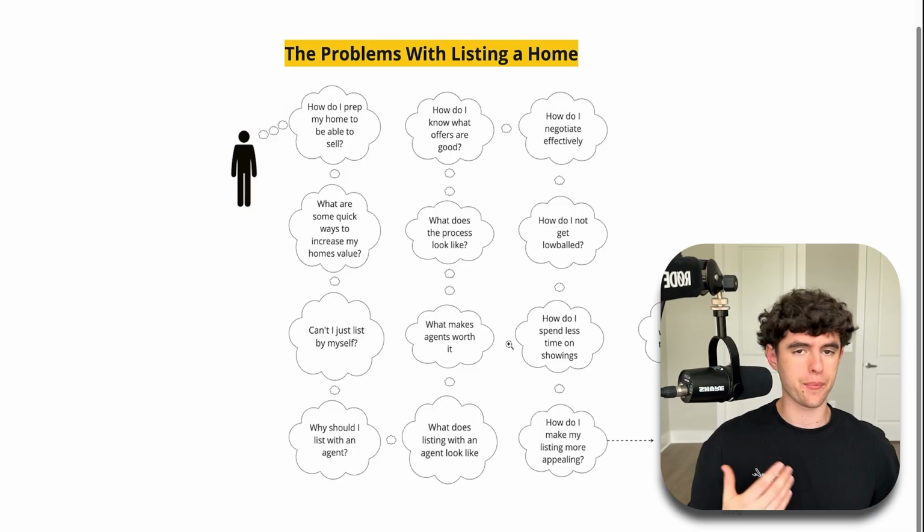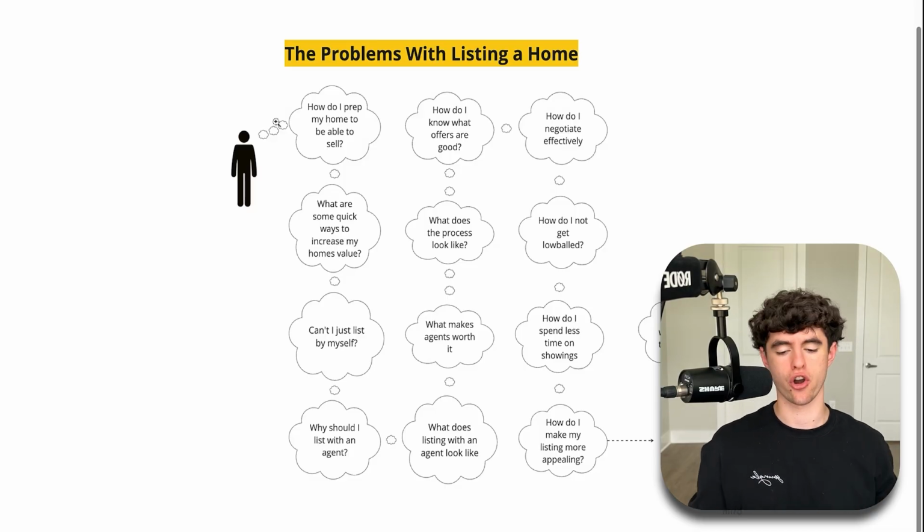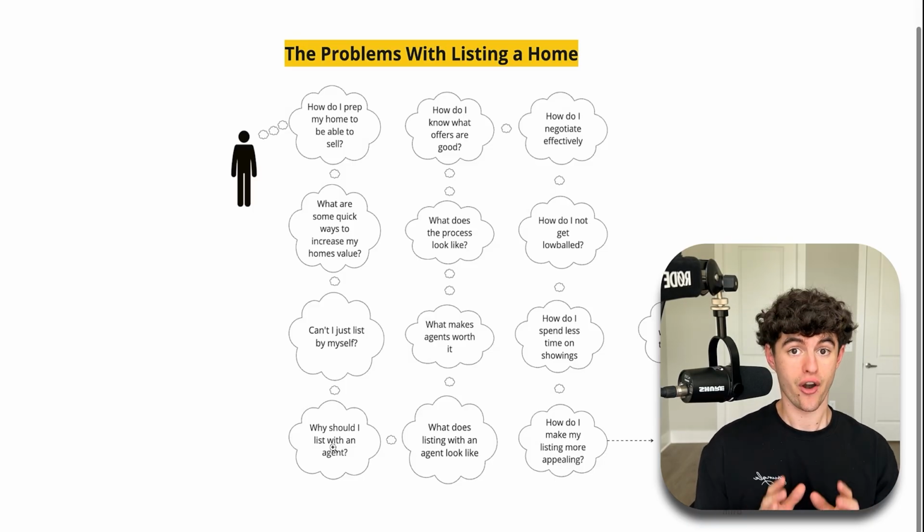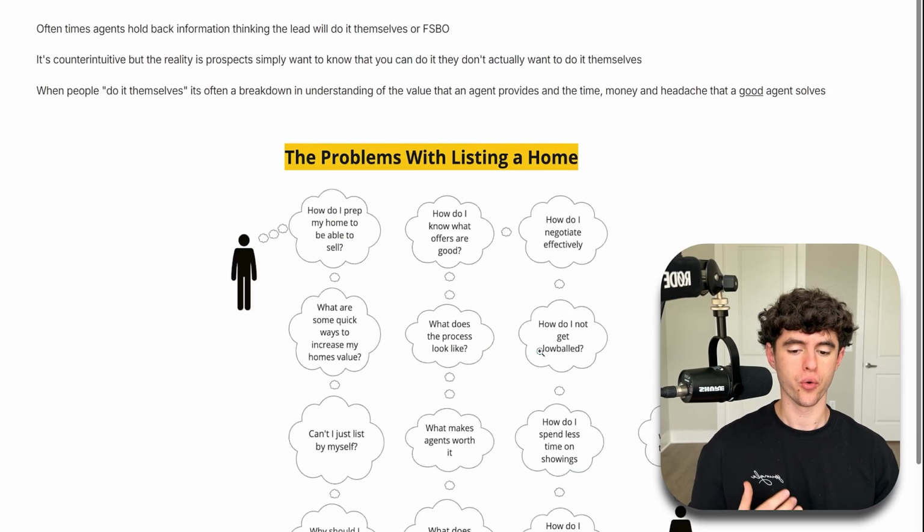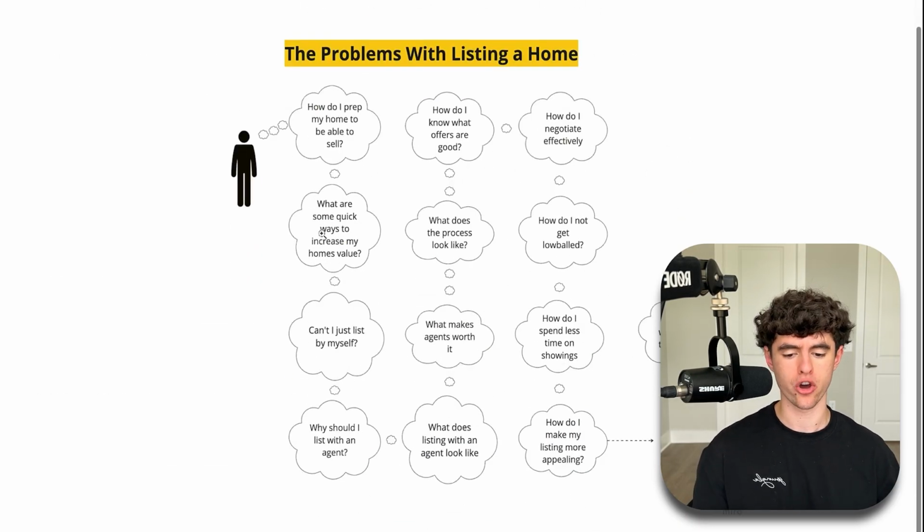So, for example here, there's a lot of problems when listing your home. How do I prep to sell? What are some quick ways to increase my home's value? Can I just list by myself, et cetera, et cetera, et cetera? They're having a lot of questions. They come to the conclusion that the whole listing thing is pretty difficult. And what most agents will do is they will only solve maybe one or two of these questions. And this is the breakdown in understanding of the value that they're actually able to provide.